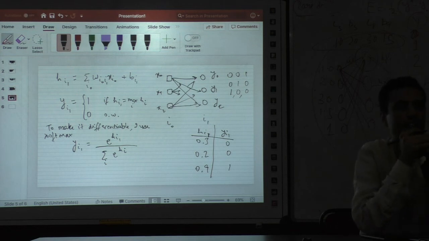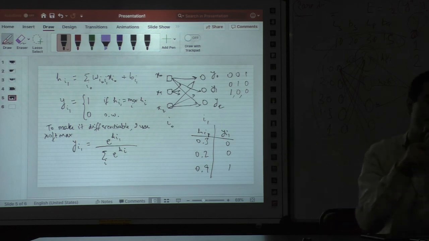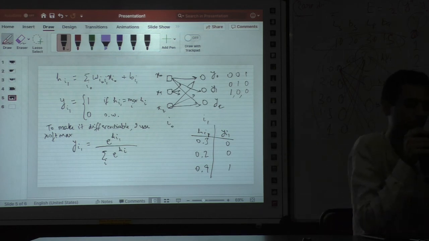Can you do that? Can you please do it in your notebooks or Jupyter notebooks or your calculators, whatever you are comfortable with? For given h_i1, can you compute y_i1 using this formulation? The h_i1 is given to you as 0.3, 0.2, 0.9. Can you please compute y_i1 using a softmax now? What do you get?